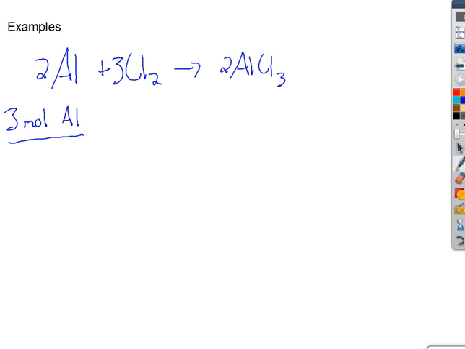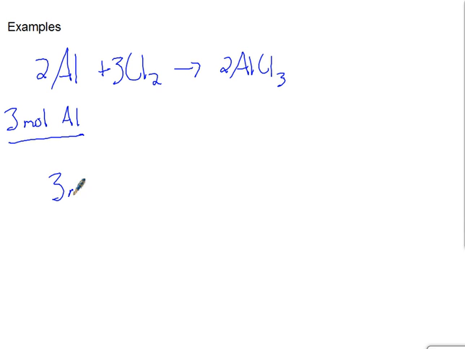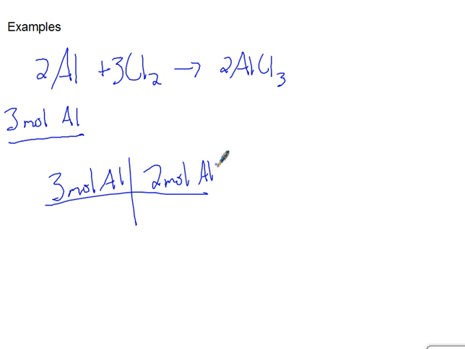So we know that 3 moles of aluminum, we can do our mole ratio. We know it produces 2 moles of aluminum chloride per every 2 moles of aluminum. Carry out the arithmetic here, your moles of aluminum cancel. You have 3 times 1 essentially, and so you know you have 3 moles of aluminum chloride will be produced.